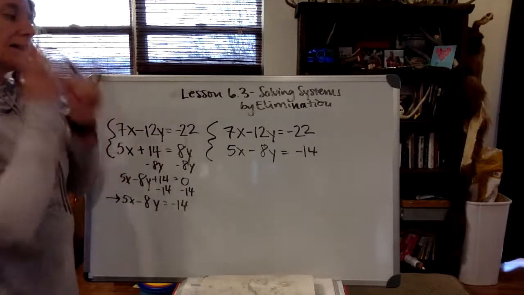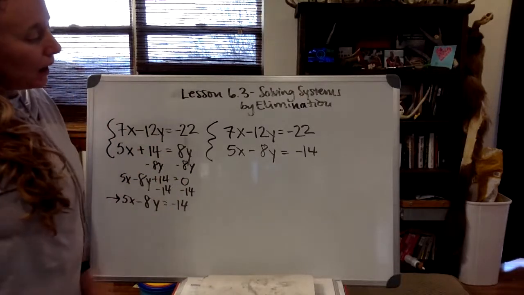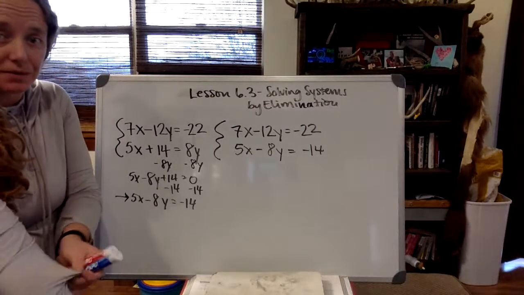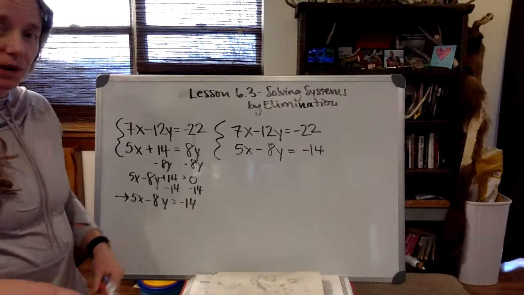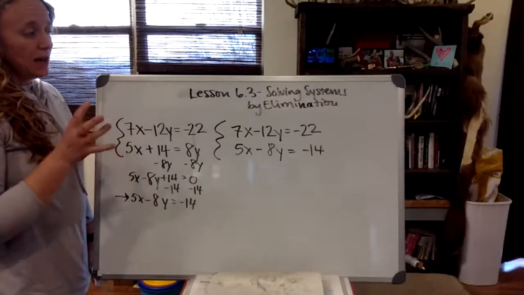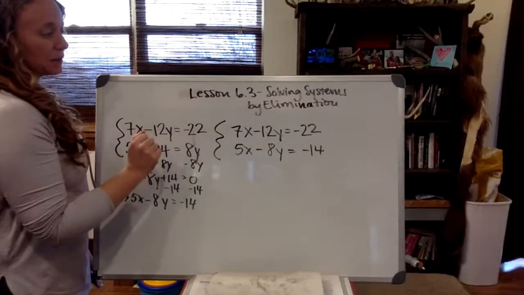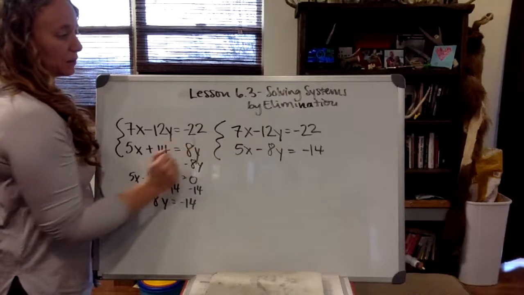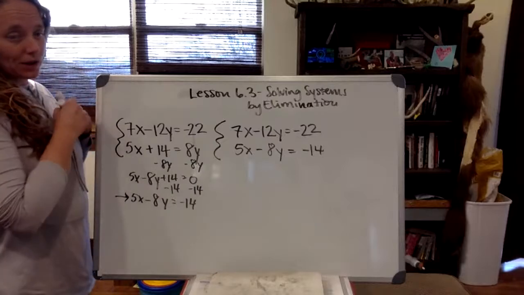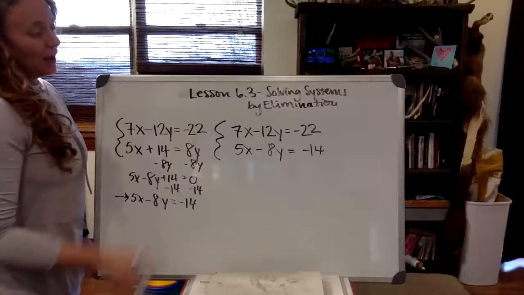If we add or subtract these, if we just combine them as is, nothing's going to eliminate. It truly doesn't matter. Everything's aligned, but nothing's going to disappear. So what we need to do is that multiplication of one or more of these equations to make this happen. If I look at this, 7x minus 12y equals -22, and 5x minus 8y equals -14, there's a couple of different ways that I can deal with this. But the biggest factor is I need to decide what value I want to try to eliminate, okay?